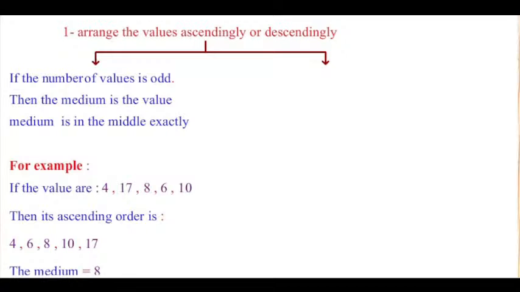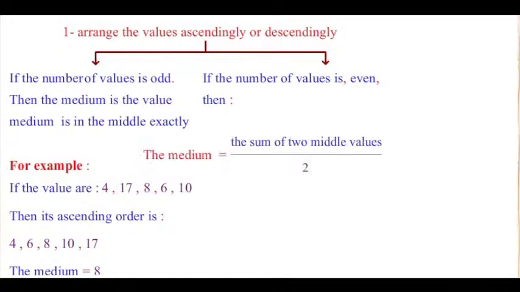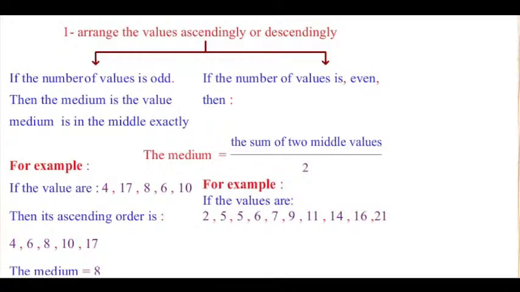If the number of values is even, then the median equals the sum of the two middle values over 2. For example, if the values are 2, 5, 5, 6, 7, 9, 11, 14, 16, and 21, then the median equals 9 plus 7 over 2 equals 8.